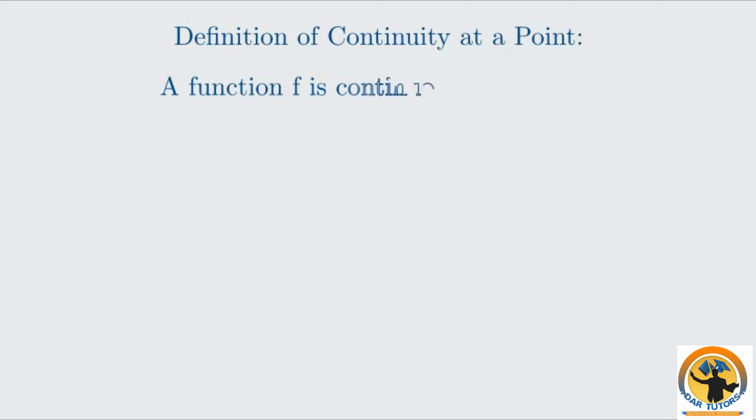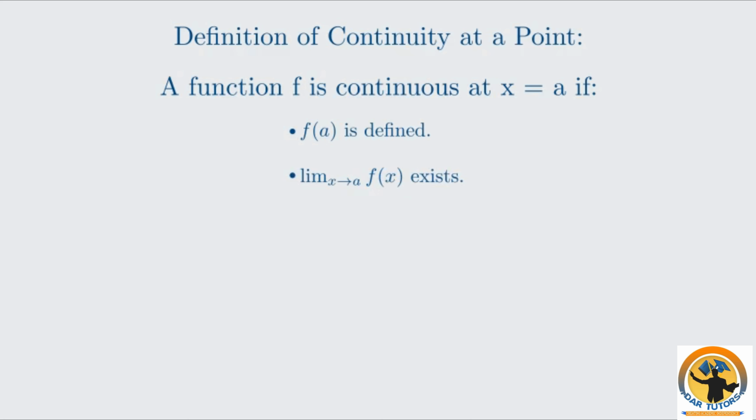A function f is continuous at a point x equals a if 3 conditions are met. First, the function must be defined at a. Second, the limit of the function as x approaches a must exist. And third, the value of the function at a must be equal to the limit. Intuitively, a function is continuous if you can draw its graph without lifting your pen. If any of these 3 conditions fail, the function is discontinuous at that point.